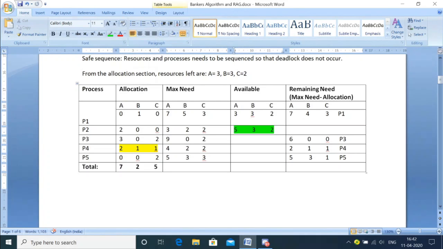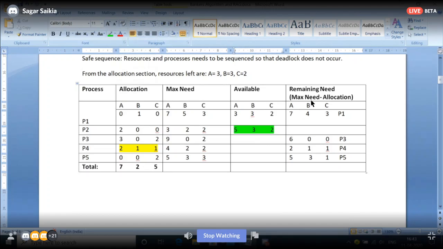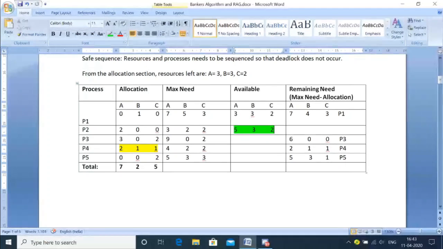Once P4 is out, what was it holding? Under the allocation, these resources it was holding. So these resources have to be added with this. How will I add? A with A. So 2 plus 5 is how much? 2 plus 5 is 7. 3 plus 1, sir, is how much? 4. Whichever process we are removing, we will have to add that part.